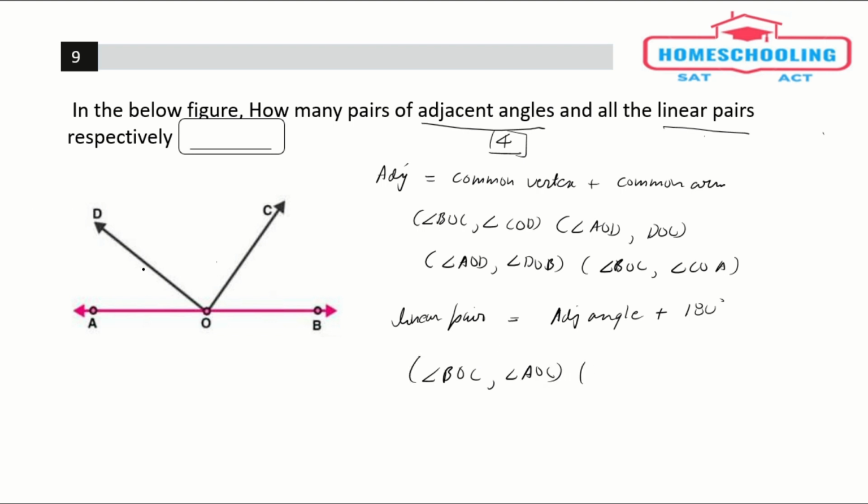And if we take OD as a common arm, these two angles, this angle and this whole angle, so angle AOD and angle DOB. So for linear pairs we have two pairs, so the answer would be 4 and 2. Now let's move to the next question.